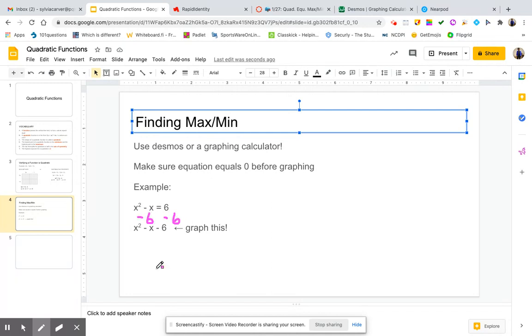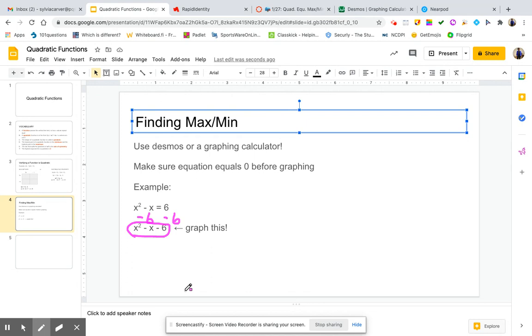Now, none of these are like terms. I got an x squared, I got a negative x, and I got a number. Since none of these are like terms, I just keep everything separated. Apples, oranges, and bananas, so to speak. I can't put those all together. So I have x squared minus x minus 6, and this is what we're going to graph in just a minute.